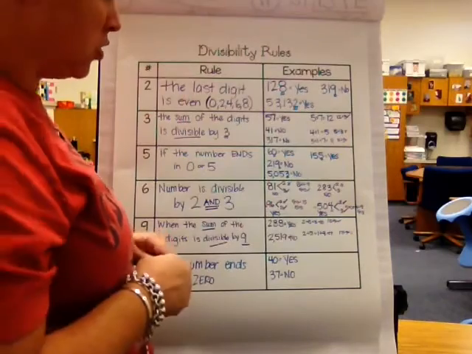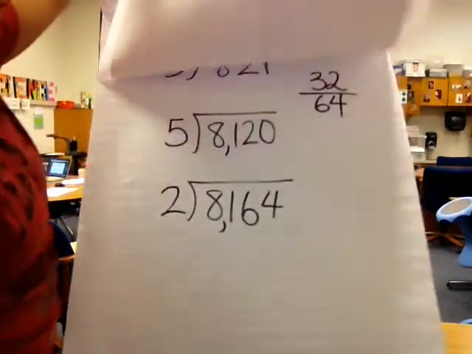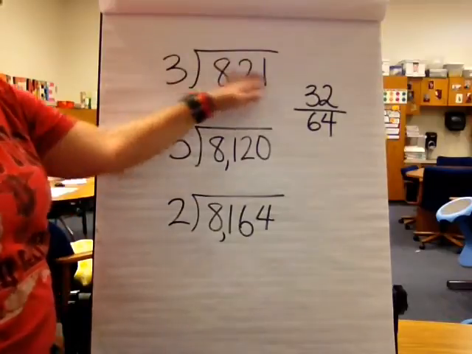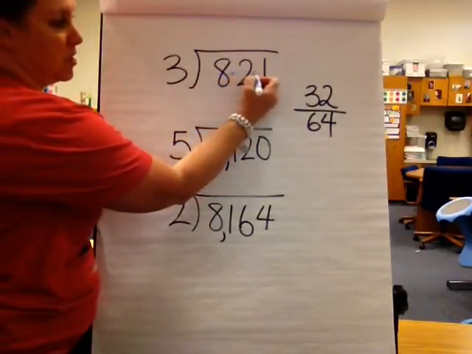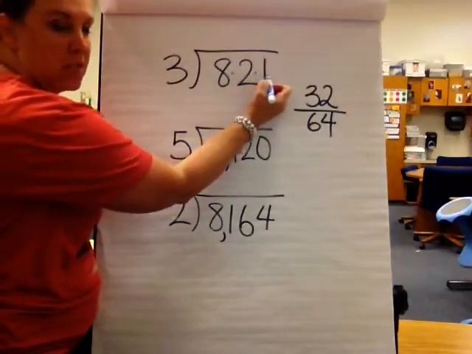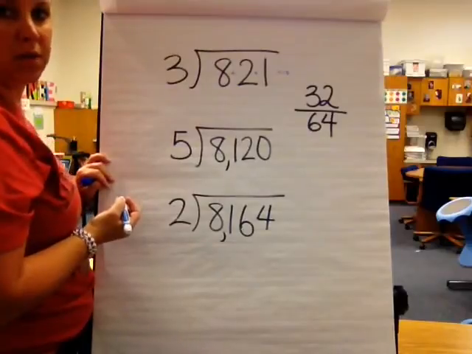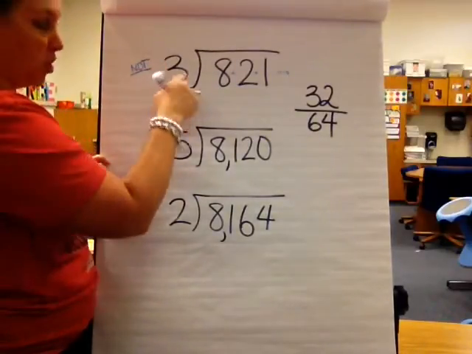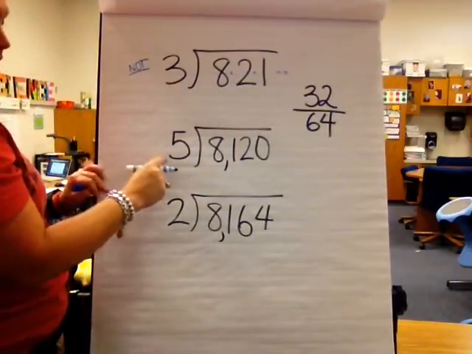All right, now what you're going to do, let's go back and look at my original problems. So if I were to look at this, looking at my divisibility rules, what's 8 plus 2 plus 1? 8 plus 2 is 10, plus 1 is 11. Is 11 divisible by 3? No. So you will have a remainder, so you can say 821 is not divisible by 3.